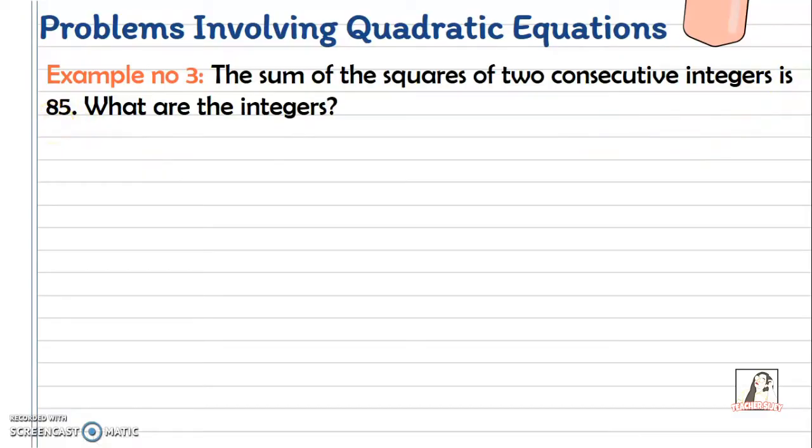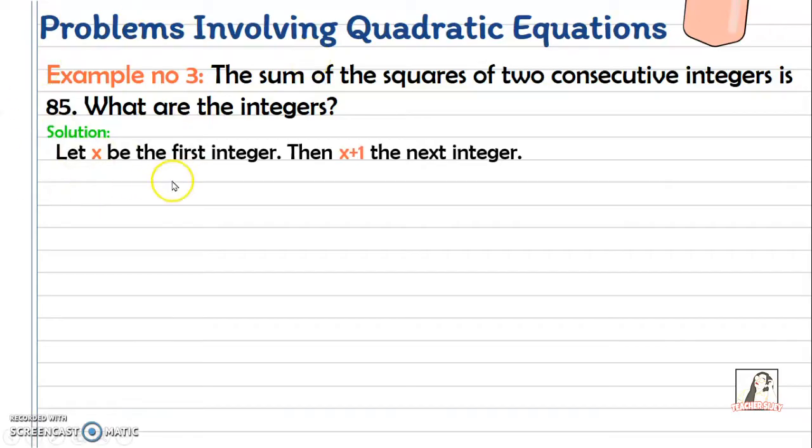So, our representation here is let x be the first integer, then x plus 1 is the next integer. Bakit naging x plus 1? Kasi ang sabi lang naman dito is yung dalawang number na magkasunod. So, wala namang sinabing even or odd consecutive integer. So, ang sabi lang is squares of two consecutive integers. Dalawang number na magkasunod. So, ano ang ating equation? This is our equation. X squared plus the square of x plus 1 equals 85.